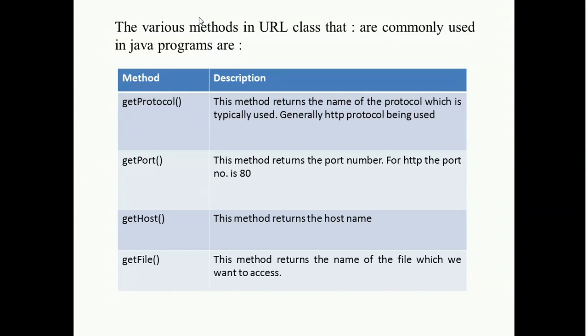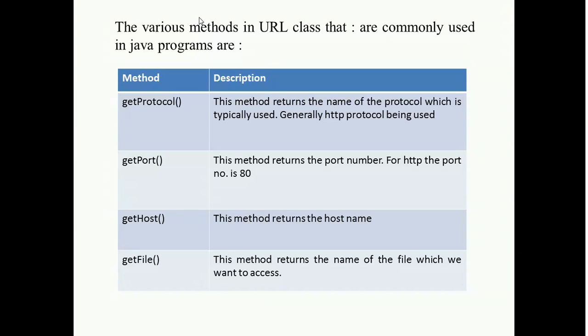Second method is getPort. This method returns the port number, and for HTTP the port number is 80. Third method is getHost. The getHost method returns the host name. And fourth method is getFile. The getFile method returns the name of the file which we want to access. Means which file we want to access, that file name is returned by using the method getFile.